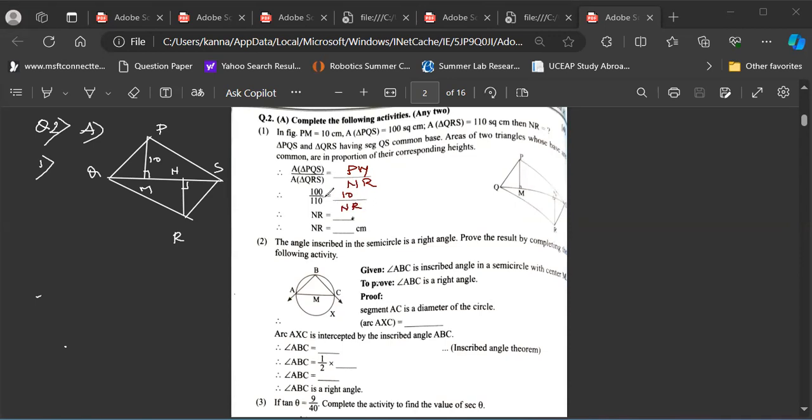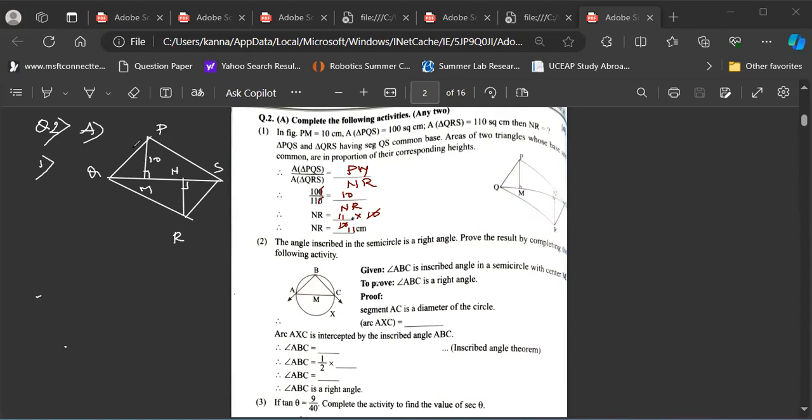Cross multiply, the 0 and 0 get cancelled. Now cross multiply: NR equals 11 into 10 upon 10. So how much do you get? 10 gets cancelled, 11 centimeter. I hope people understood me here. I just filled it up in this question paper itself. The figure is not clear, so I have drawn it here.